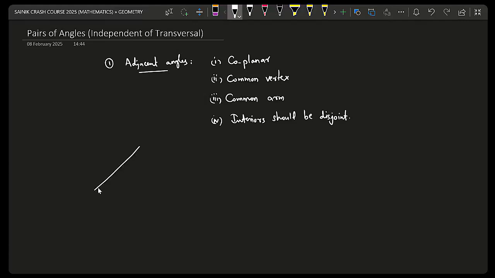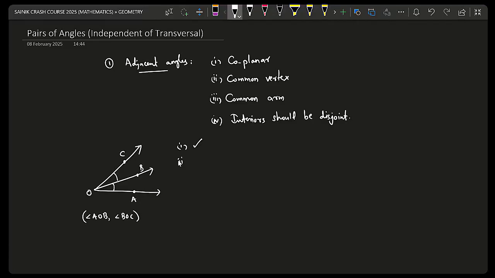So let us say, for example, this point is O, this is A, this is B, and this is C. I want to check whether angle AOB and angle BOC are adjacent angles or not. So let us check all the conditions. First condition, are they coplanar or not? Yes, both angles, angle AOB and angle BOC, belong to the same plane. Which plane? The plane where I am writing all these things. So they are coplanar. First condition is satisfied.